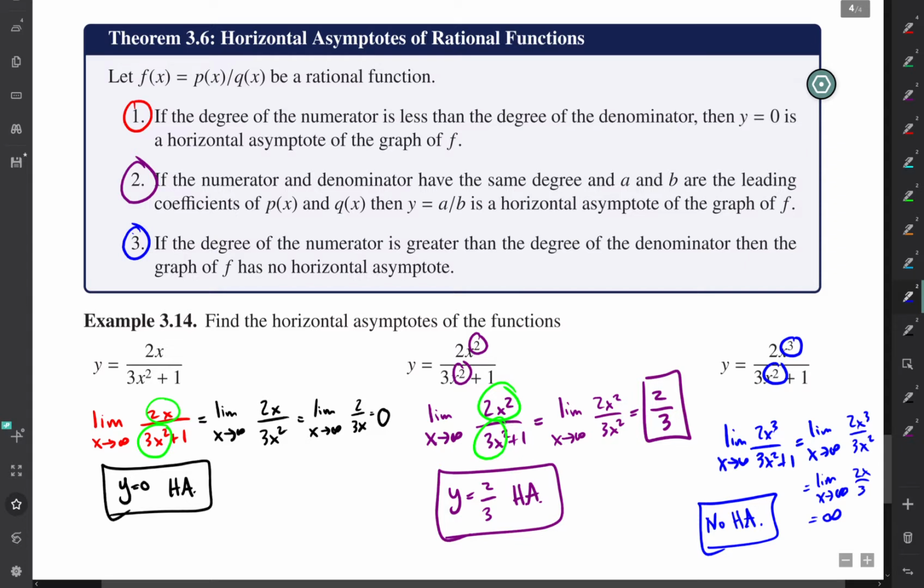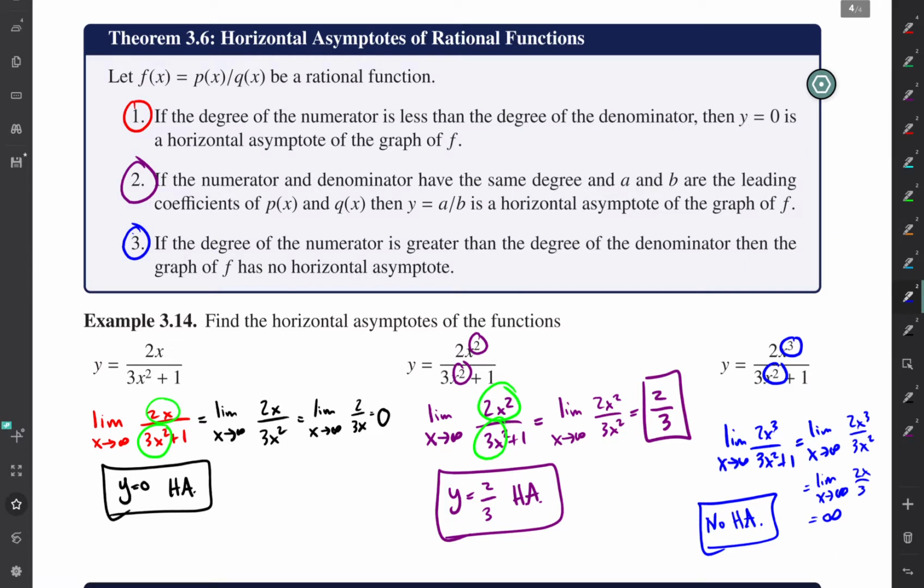In fact, the function is looking like the line y equals 2/3 x as x goes to infinity or negative infinity.